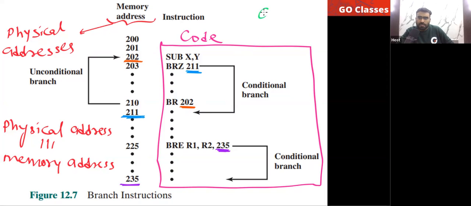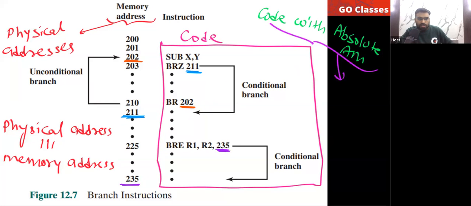So I can say this is your code with the direct addressing mode, or I can say absolute addressing mode. Now tell me, is this code relocatable? If you notice, this is a code with absolute addressing mode. This is not relocatable, right? It means in the main memory, you cannot put it at some other place.